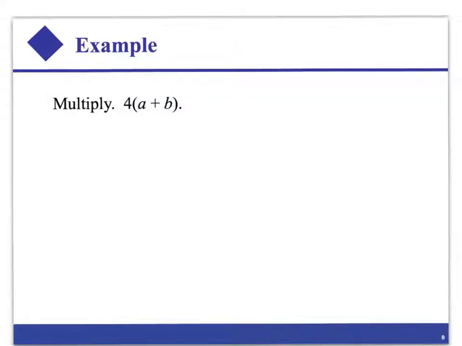So we're going to use the distributive law. It's equal opportunity. Or some people think about Mario. He has to jump at all the letters. So you can say 4a plus 4b. That is your final answer.